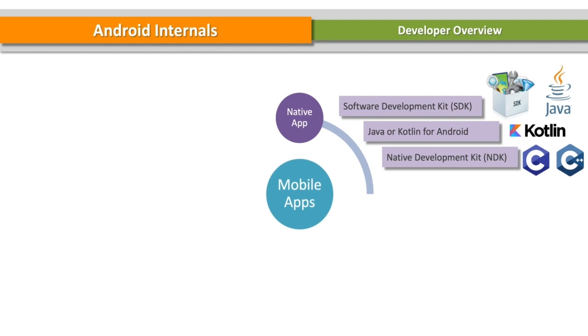The SDK, which is based on the Java and Kotlin programming languages, is used for developing apps. The NDK, or Native Development Kit, is a C development kit used for developing binary libraries that can directly access lower-level APIs. So it's possible to develop C and C++ apps using the Android Native Development Kit.